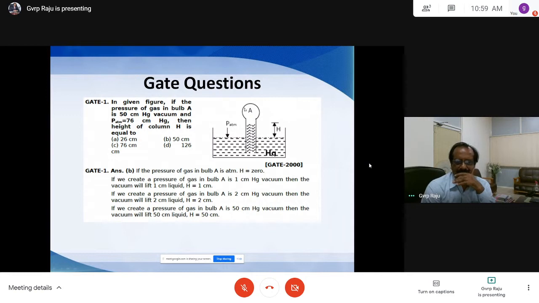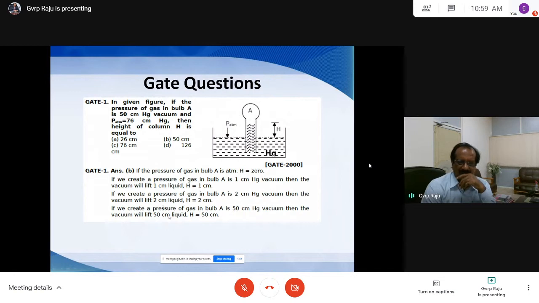Given the figure, if the pressure of the gas in the bulb A is 50 centimeters Hg. So here this H is 50 centimeters, and atmosphere is there, and then the height of the column here. So 50 centimeters of mercury vacuum means the height of rise is equivalent to the same, only 50 centimeters. So straight away the answer is 50 centimeters. So this answer is B.